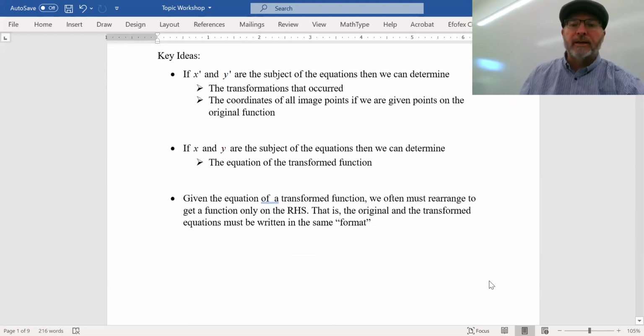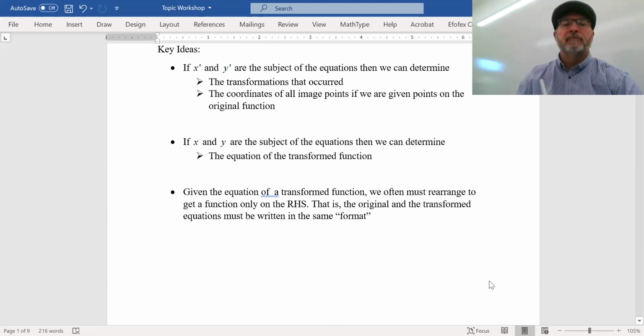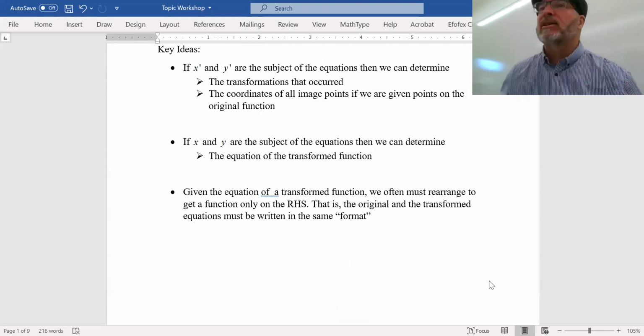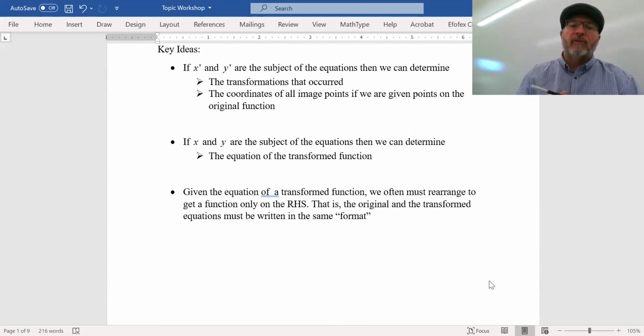And just a few key ideas, just bear this in mind. If you get x prime or y prime as the subject of equations, like x prime might be equal to x plus 4, and y prime might be equal to 2y minus 1, something like that. If x prime and y prime are the subjects, then you can straight away figure out what transformation steps have happened. And you can also figure out the coordinates of all the different image points.